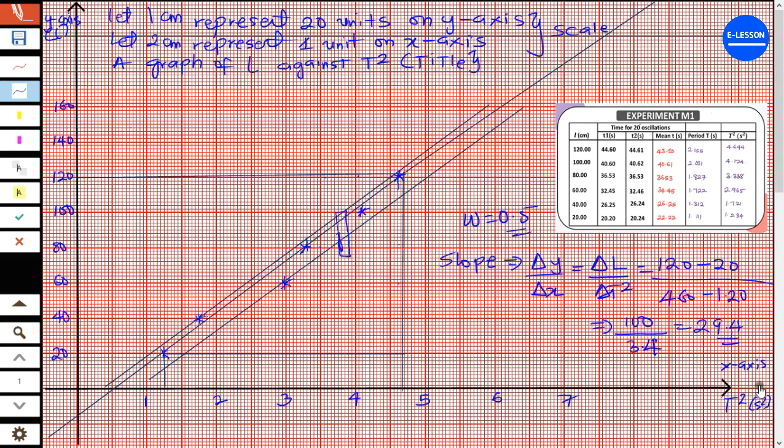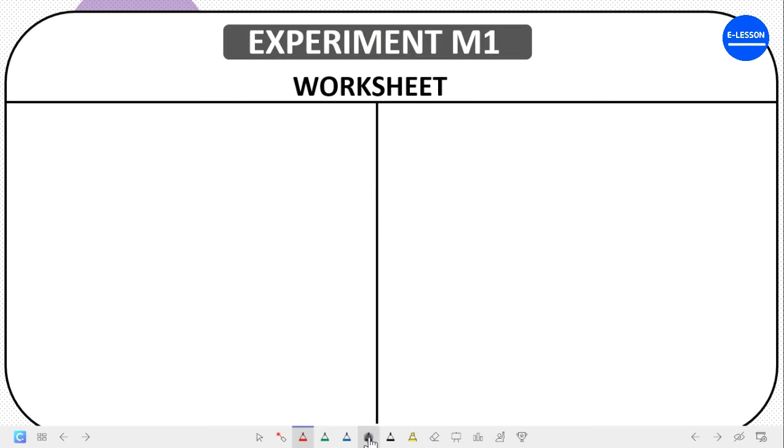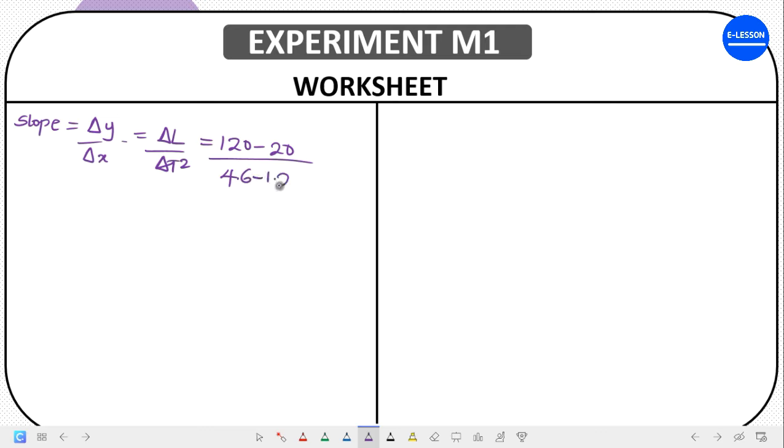29.4. Vertical scatter 0.5. Another thing that I forgot again is this point. You must put it as 0, 0. Take note of this. Okay, so that is that for this quest. So that calculation on slope that we did was supposed to be written here, right? So we can say our slope is change in y all over change in x, which is change in L all over change in t square, which we got as 120 minus 20 divided by 4.6 minus 1.2, and then the final answer was 29.4.